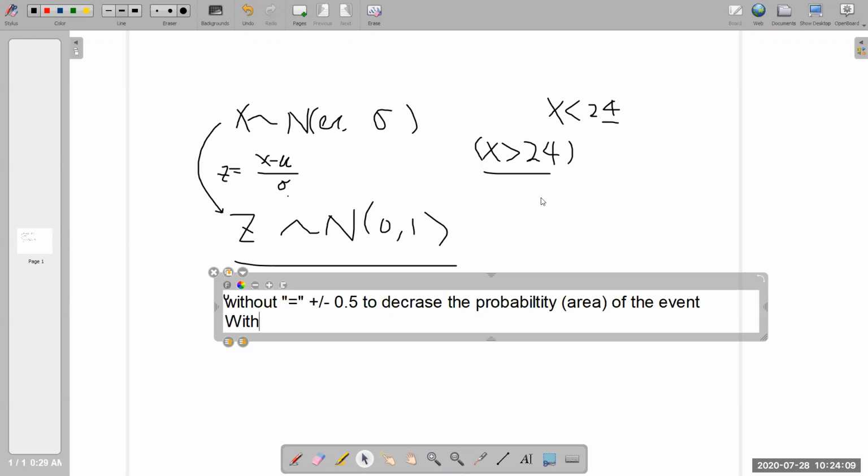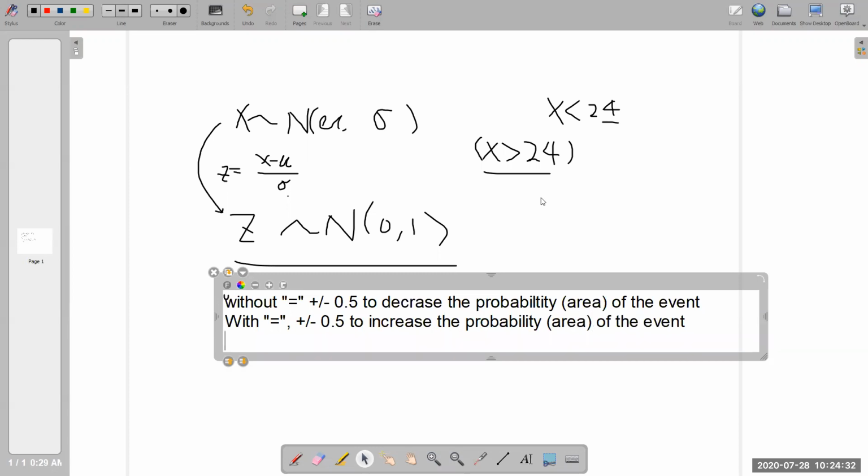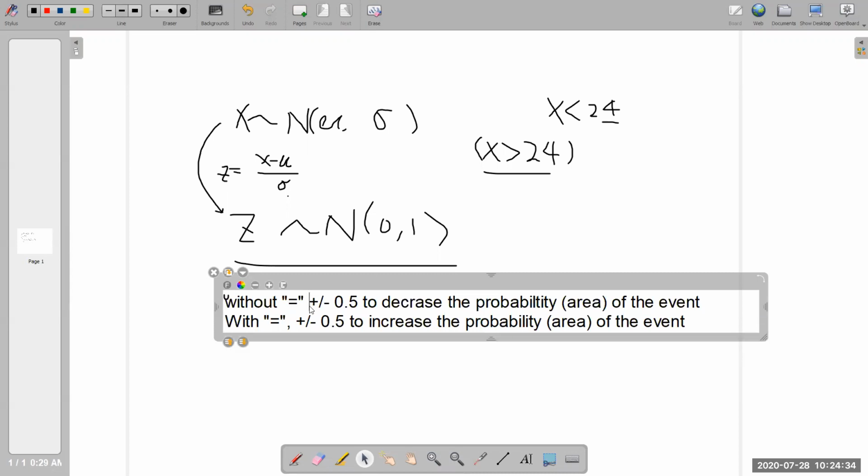And if you have an equal sign, on the other hand, that will make your probability bigger. You include an additional point, right? So in this case, we're going to either add or subtract 0.5, but now we're going to try to increase the probability. And that's the same as the area of the event, right? So this is a rule to decide when do we add 0.5, when do we subtract 0.5, okay?